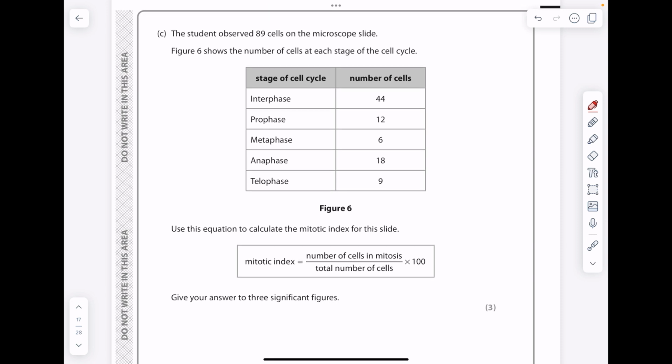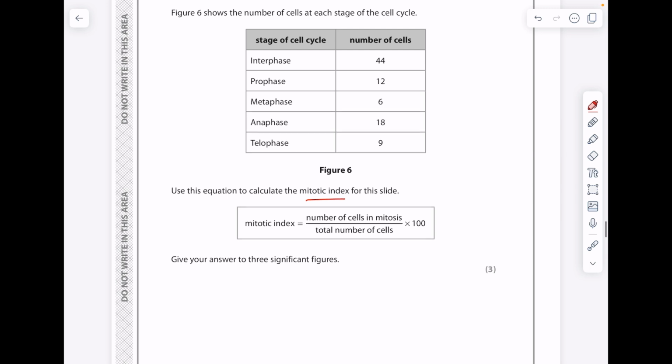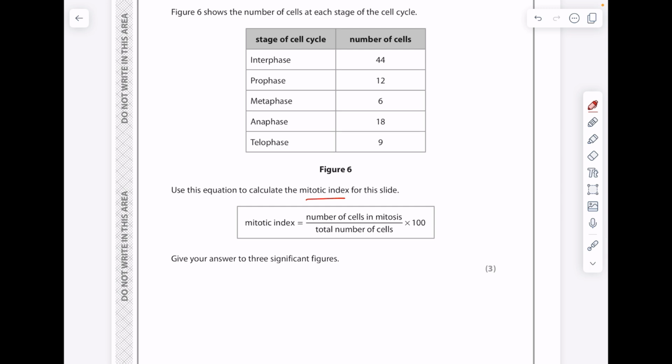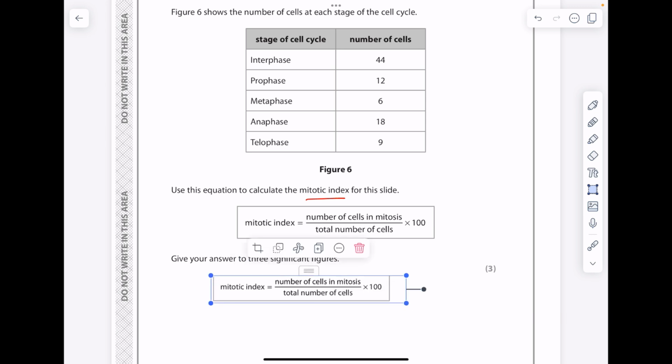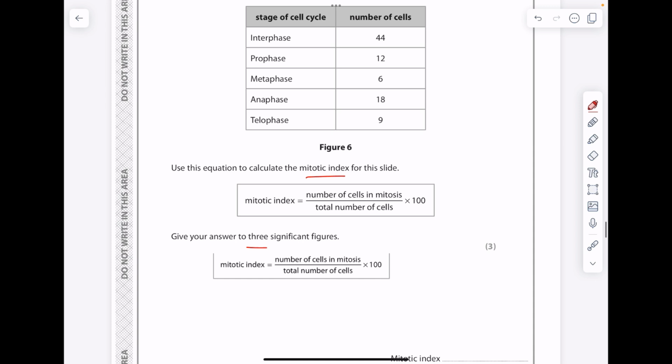The student observed 89 cells on the microscope slide. Figure 6 shows the number of cells at each stage of the cell cycle. Use this equation to calculate the mitotic index for this slide. So we'll steal that equation. We need to give our answer to 3 significant figures. So what's the number of cells in mitosis?